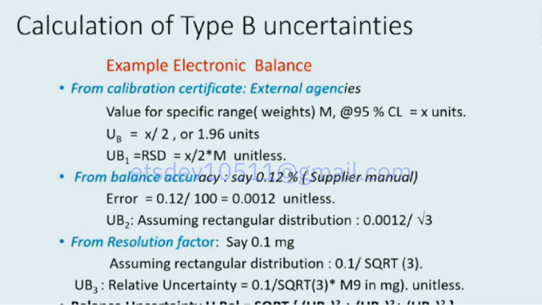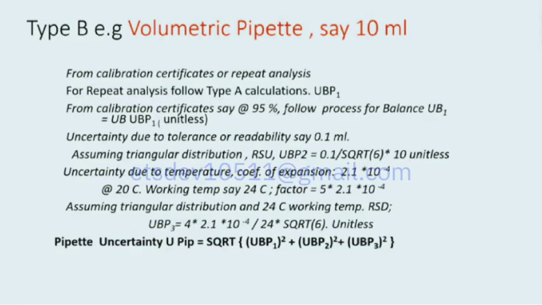And in the balance, we need not make any other correction for temperature, relative humidity or heat of expansion. However, when you come to volumetric pipettes, for example, this is a glass pipette, and we know that glass can either expand or contract due to heat, so we need to make corrections. These corrections are made if the calibration certificate gives you the confidence level; then you just divide it by 2 and you get it. However, if you are given only the tolerance, which is plus or minus, or the readability, here we apply the triangular distribution, and so we divide the tolerance by the square root of 6. And then we need to make corrections for the coefficient of expansion.